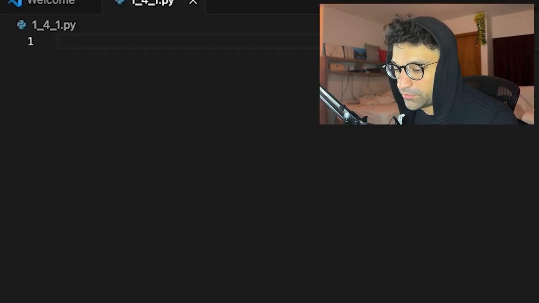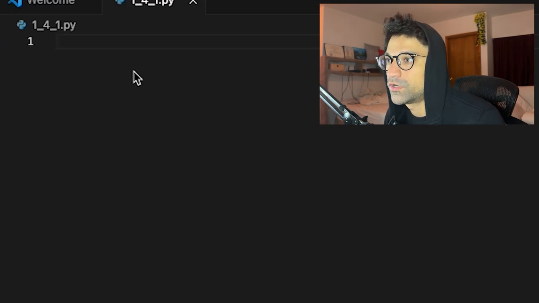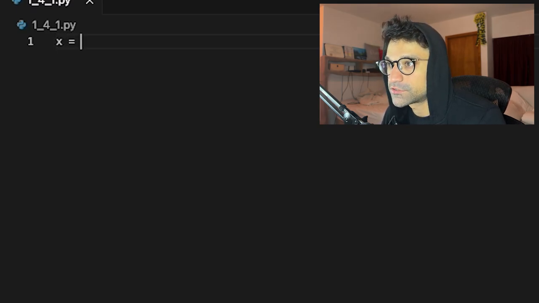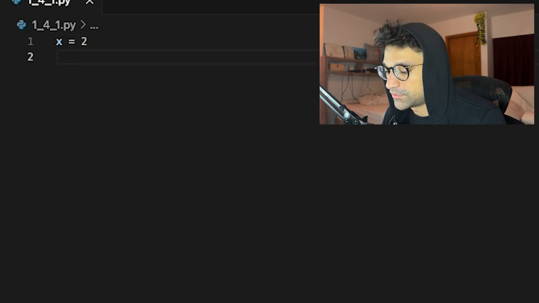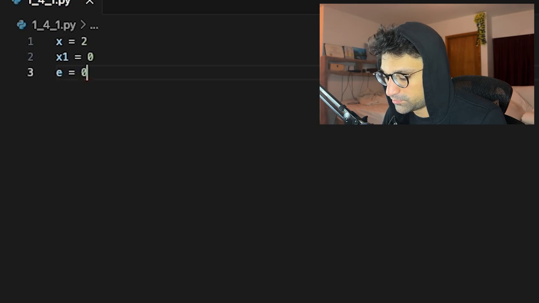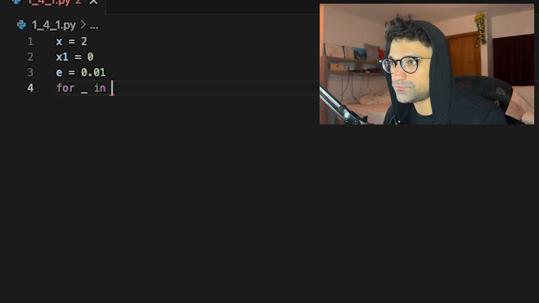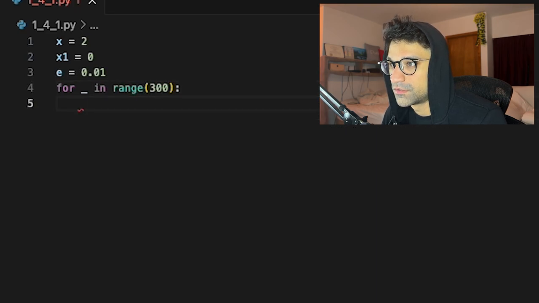Let's write up some code that we can run that'll accomplish this, right? So let's set up our initial position. I'll say x equals 2, and then I'll say x1 equals 0, right? The initial velocity. Then I'll say e will make something small like 0.01, and then we'll do like a loop. So maybe 300 should be fine.